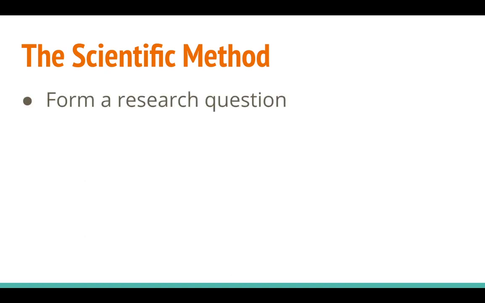The first step is to form a research question. What do you want to know? For example, Piaget, a theorist who we'll cover extensively, wanted to know why children were choosing the wrong answers on intelligence tests. That was his research question. That's what he wanted to study.